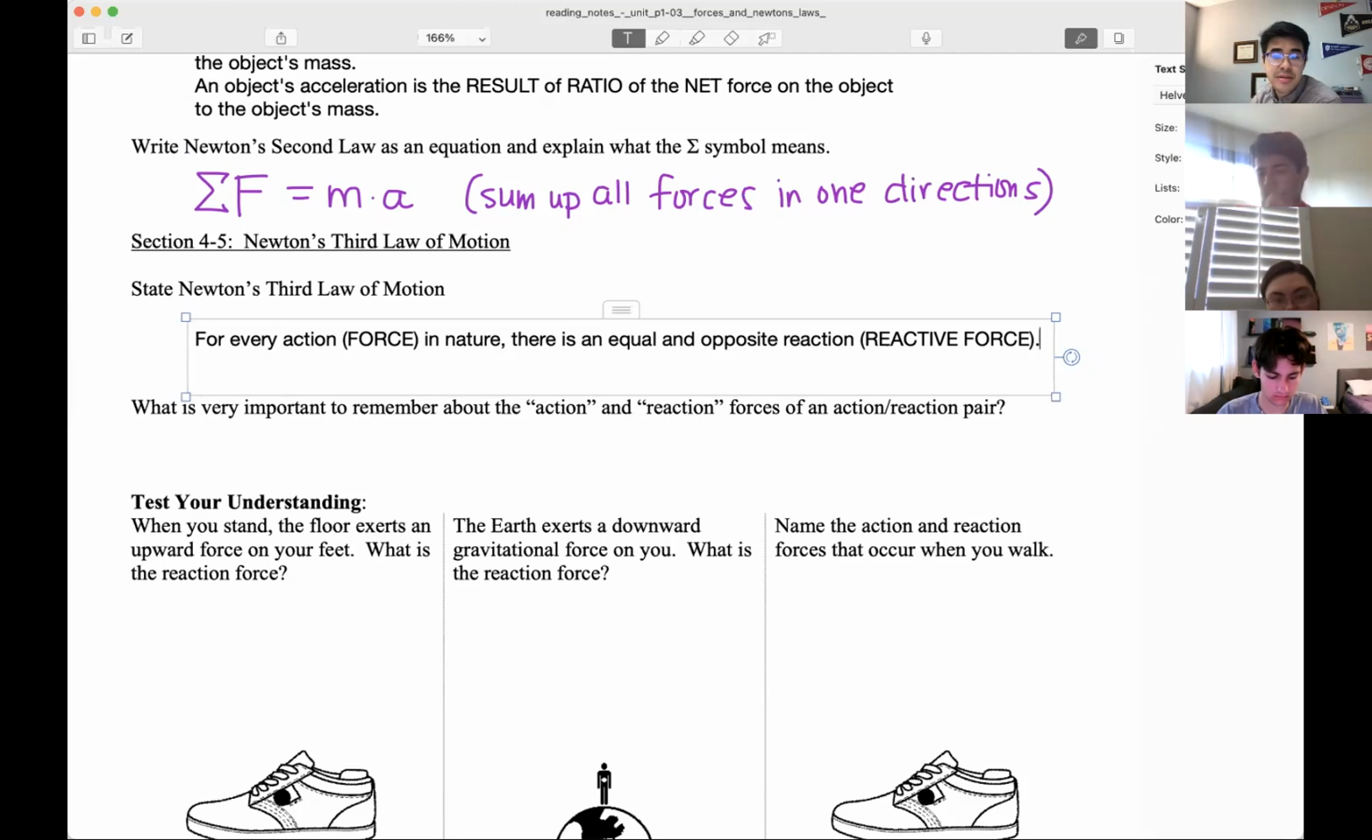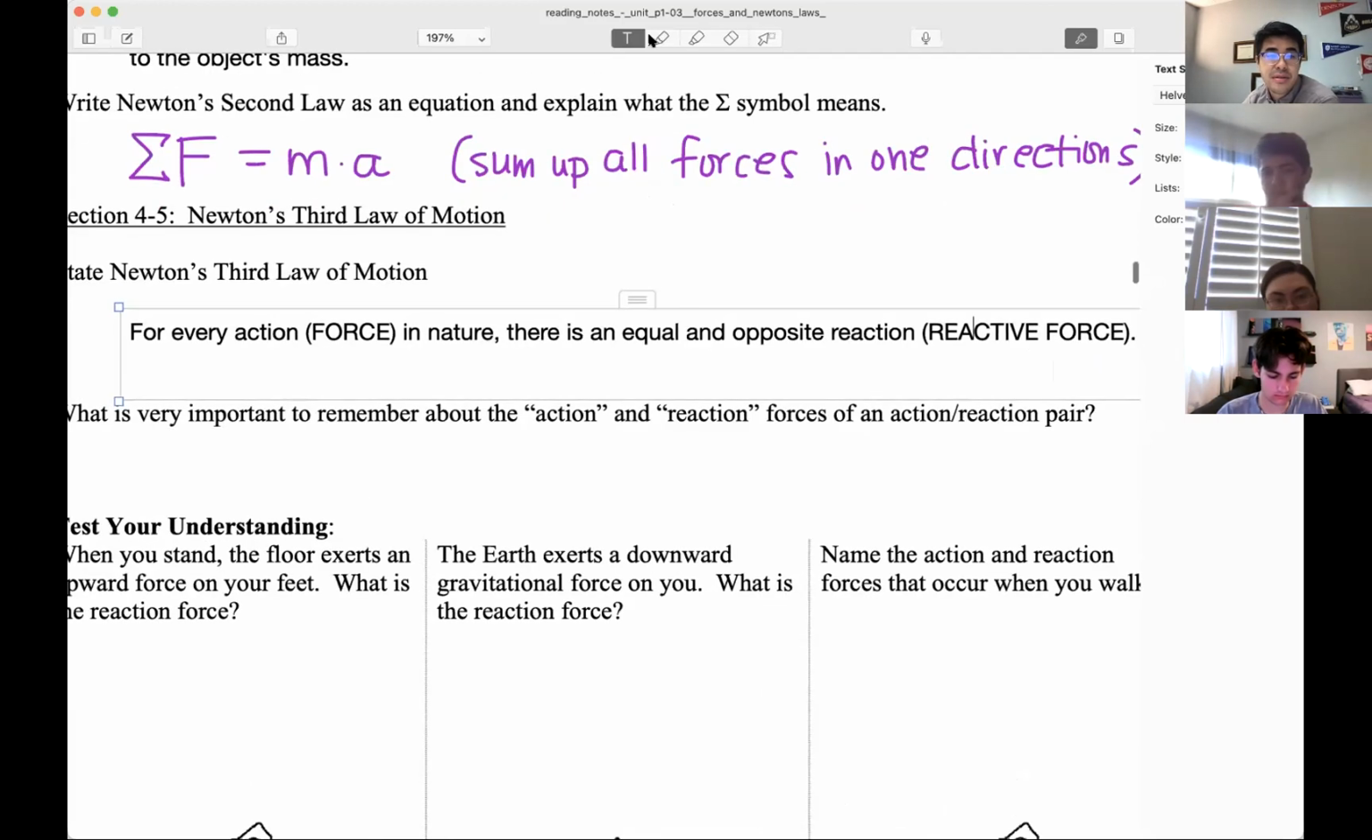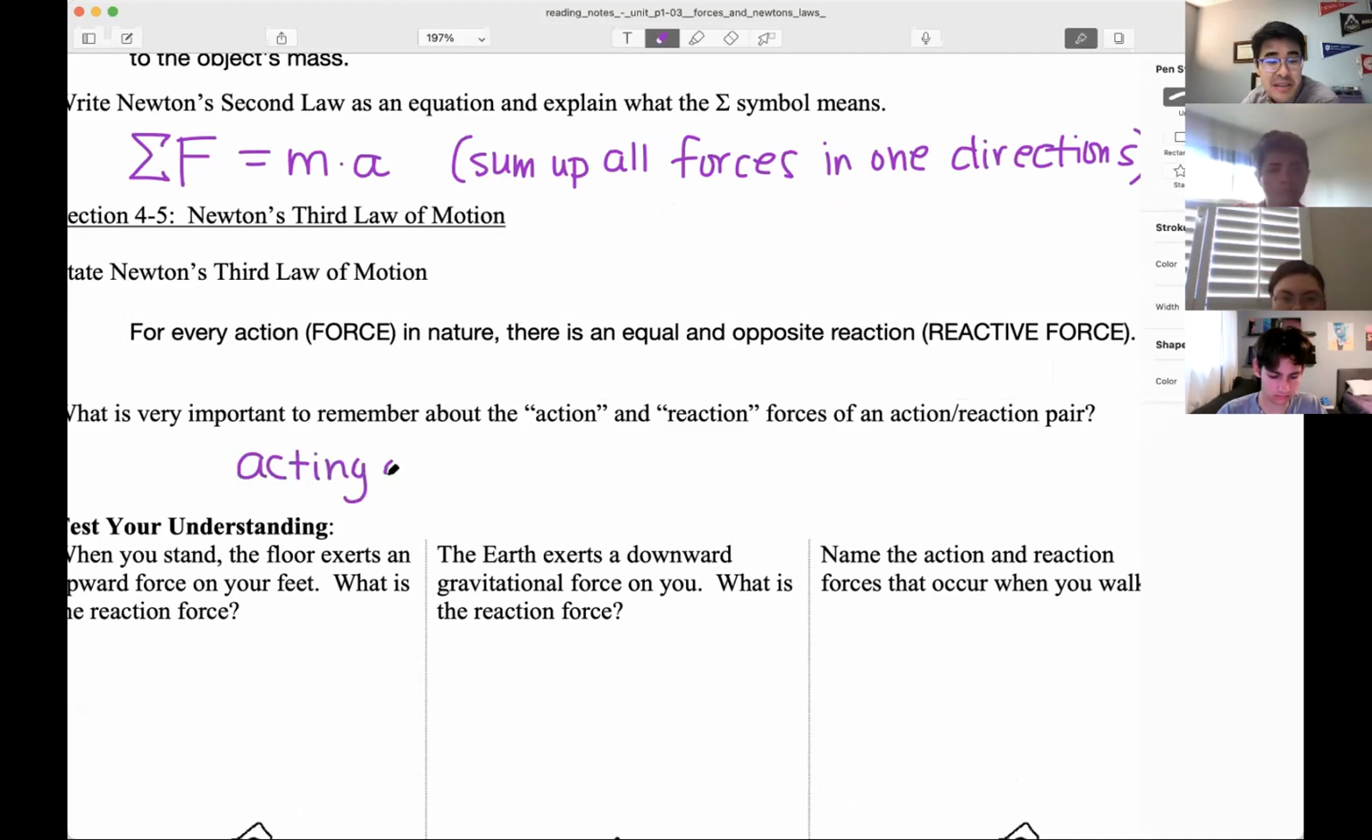Anybody know this? It's that the action and reaction forces are acting on different objects. They cannot be applied to the same object.